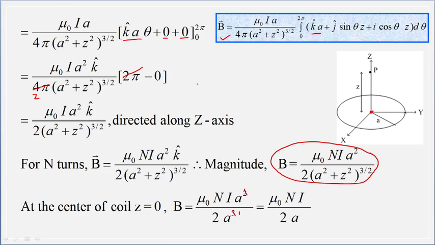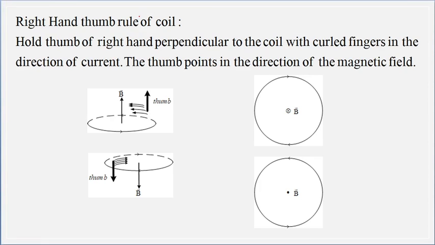Then how to find the direction? You can find the direction by using Biot-Savart's law, but it becomes a little tedious to find the magnetic field using the Biot-Savart's law. So there are simple mechanical rules to find the direction of the magnetic field. Again we use the right hand thumb rule. The right hand thumb rule is there to find the magnetic field due to the straight wire, and also to find the magnetic field due to the coil.